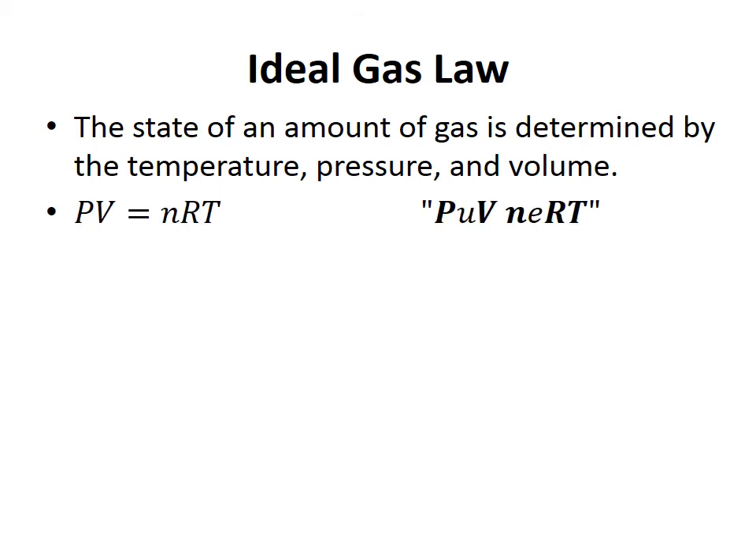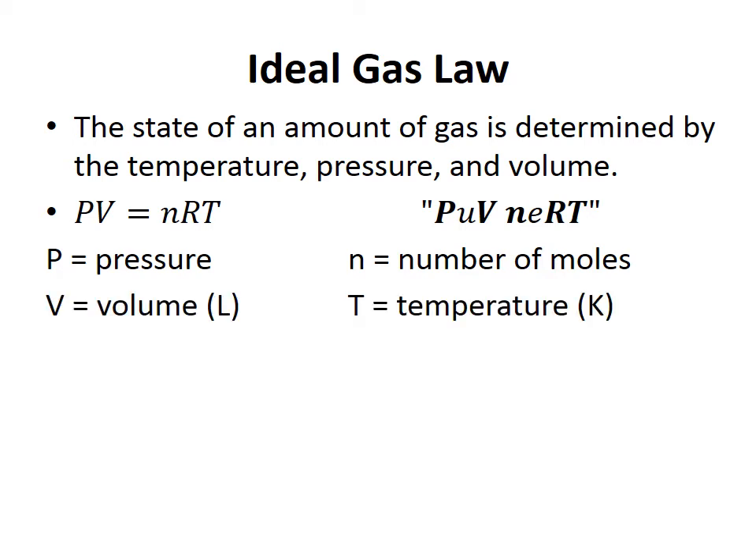So we say PV is equal to nRT, PV nert. All right, so PV is equal to nRT. And if you remember PV nert, then that will help you remember the equation for your ideal gas law. So P is our pressure, n is the number of moles, V is our volume in liters, T is our temperature in Kelvin.